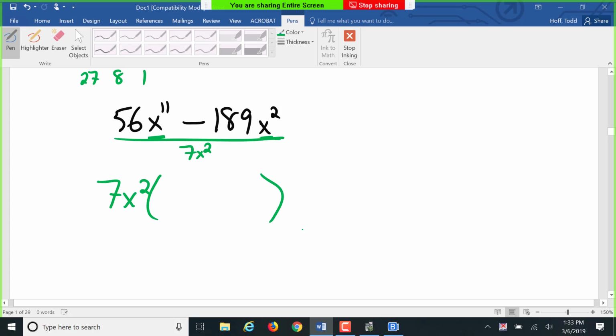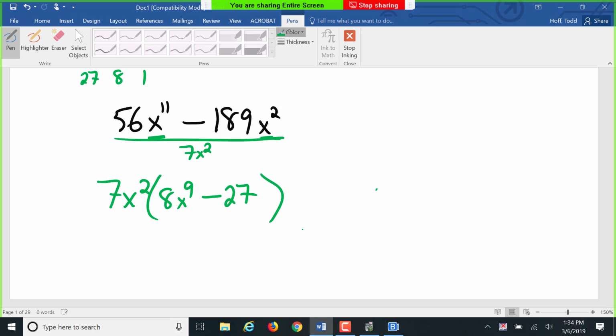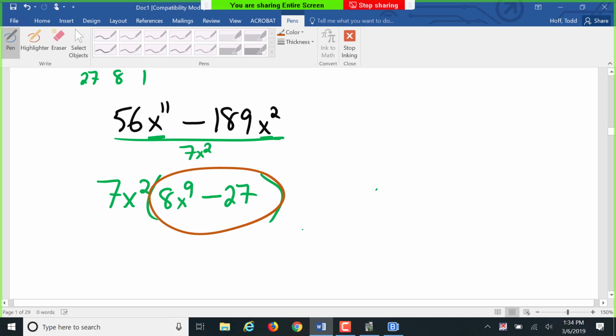56x to the 11th divided by 7x squared is 8x to the 9th. Good. Negative 189x squared divided by 7x squared is negative 27. Now this is the difference of perfect cubes.